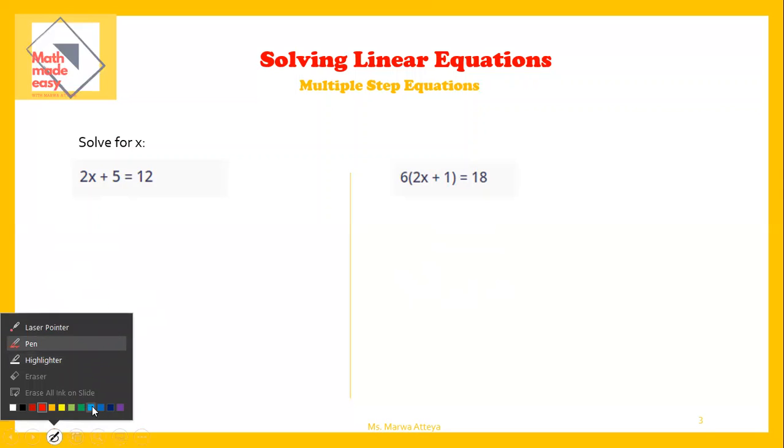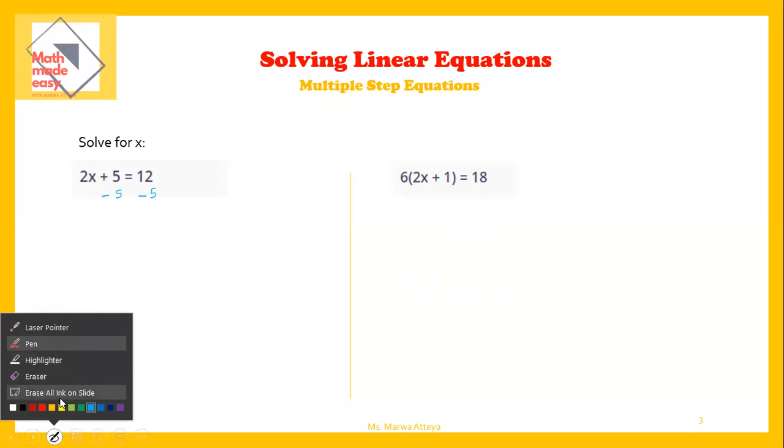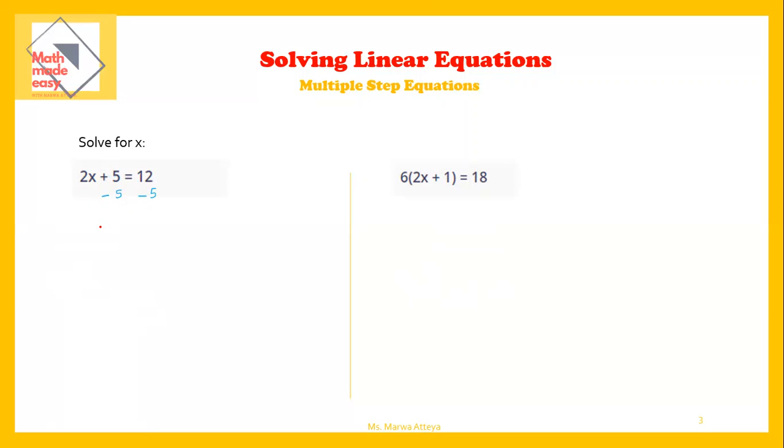So what do we do? I have 5 added, so I want the inverse operation of that 5. I'm going to subtract 5 from both sides. When we subtract 5 from both sides, we will be left with 2x, because 5 minus 5 is equal to 0, and 12 minus 5 is equal to 7. Now we are back to a one-step equation. I have 2x equal to 7.